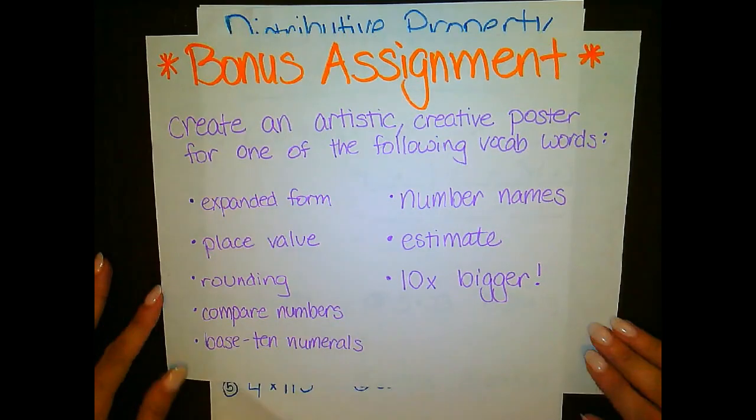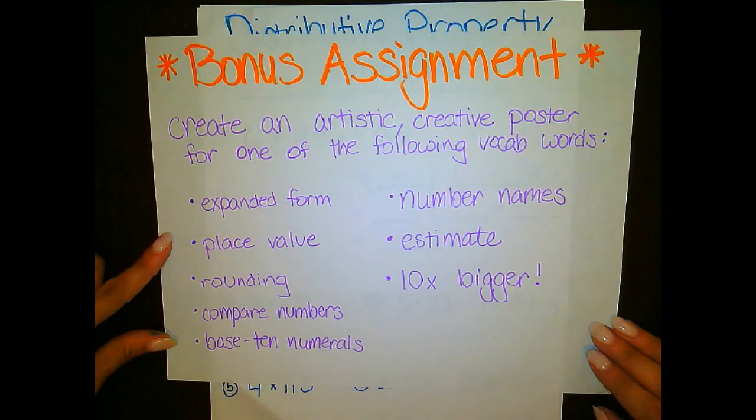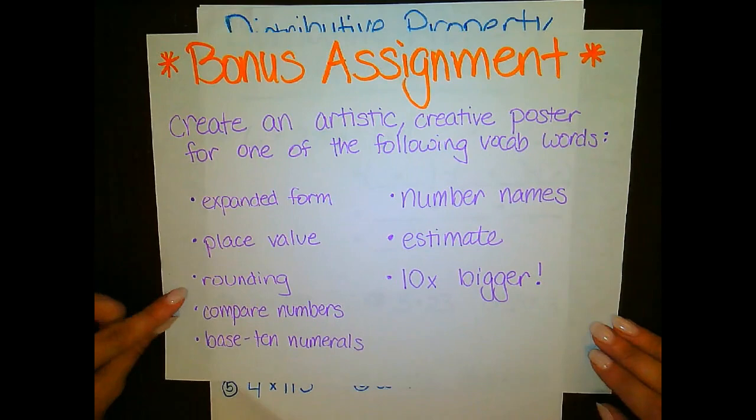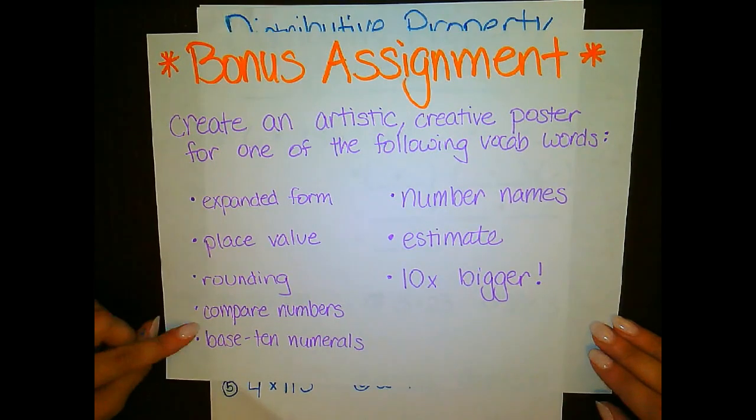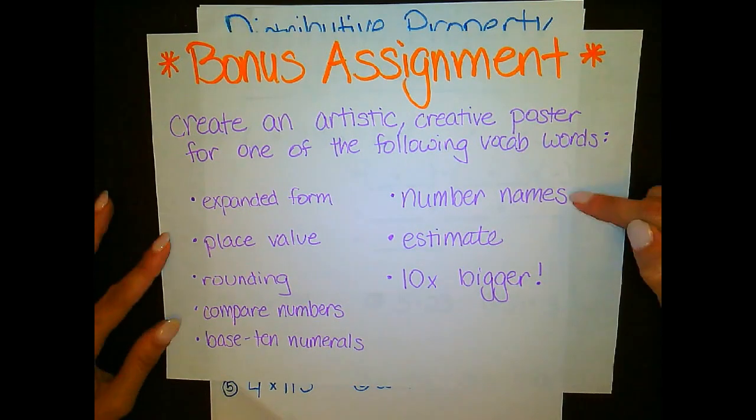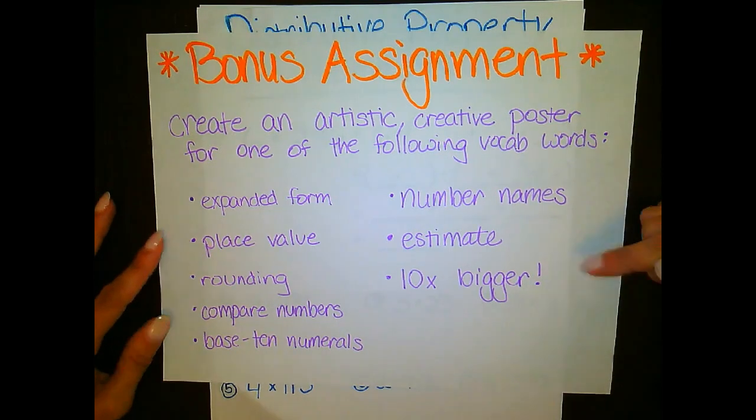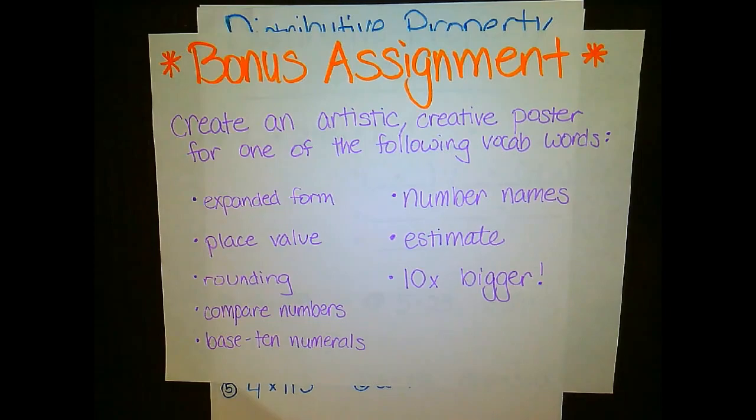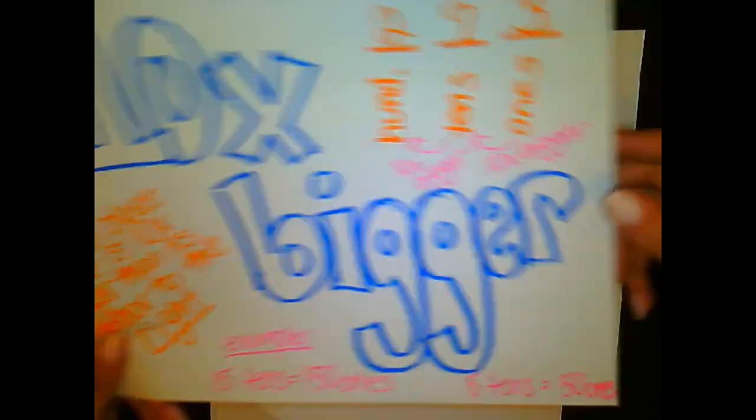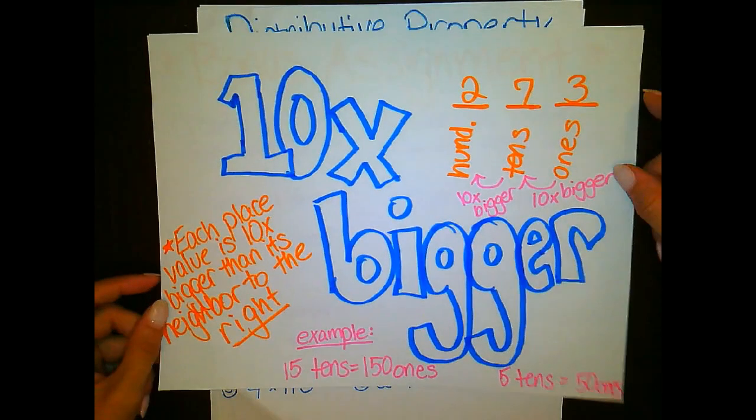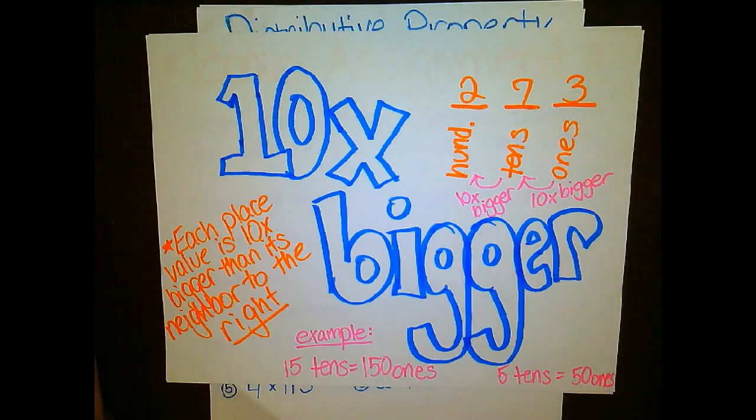I went ahead and I made an example so you know what I'm looking for, but I chose to do 10 times bigger. So I made a poster about it. I made it colorful and creative. I put my vocab word nice and big so I know what vocab word I'm working on. And then I did some examples. So I showed my place values, ones, tens, and hundreds.